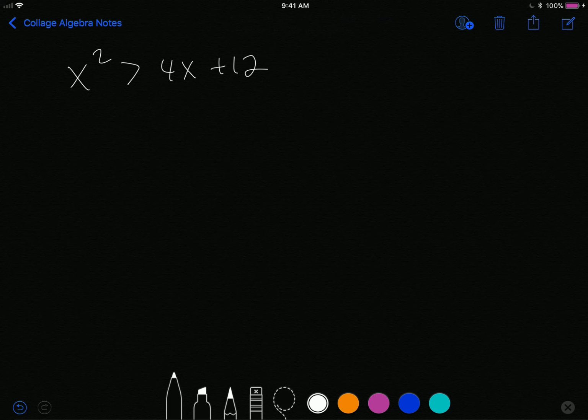Again, it's a quadratic equation, so to find those zeros, I have to set it equal to 0, so I have to first take everything over. Hopefully by now you know that whenever you take something across the equal sign, the sign of that value changes.